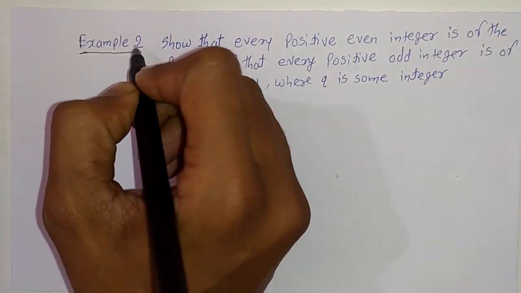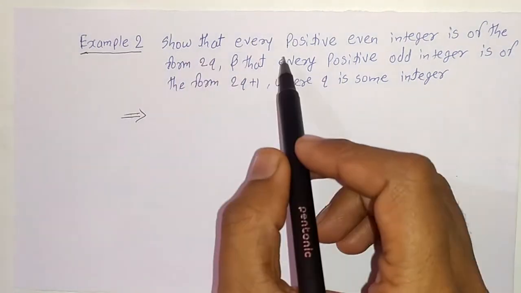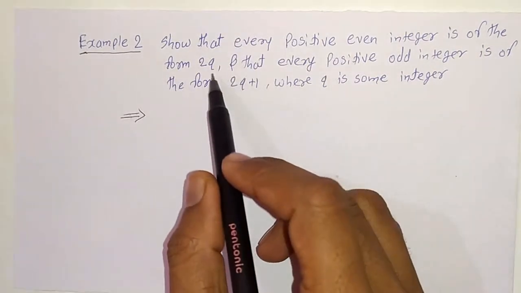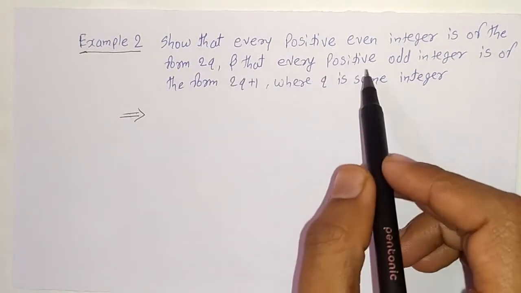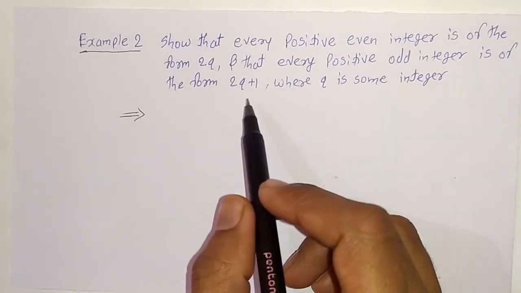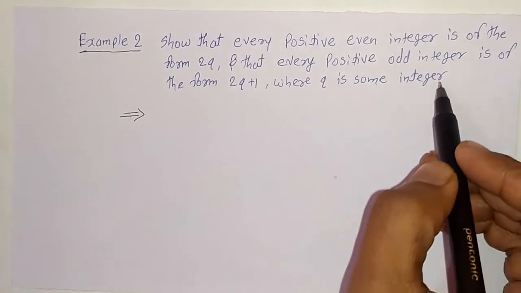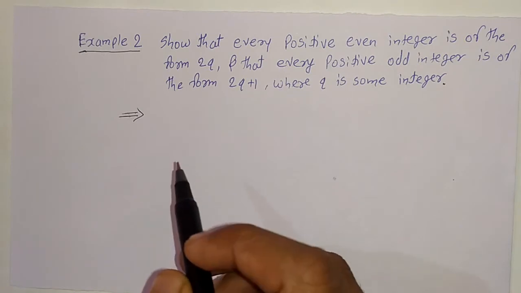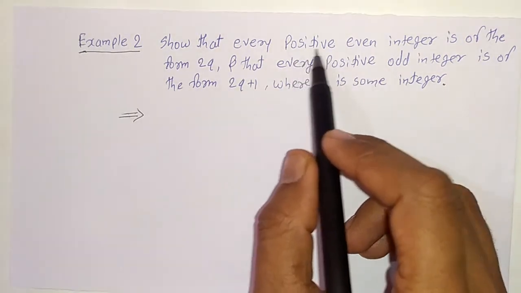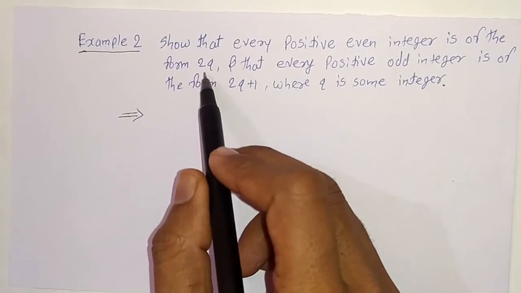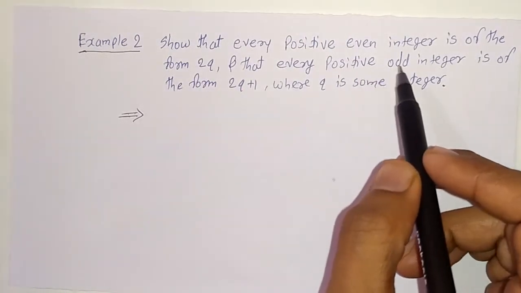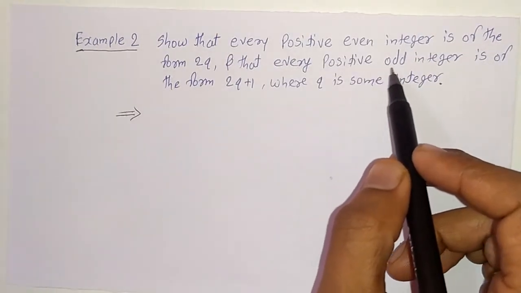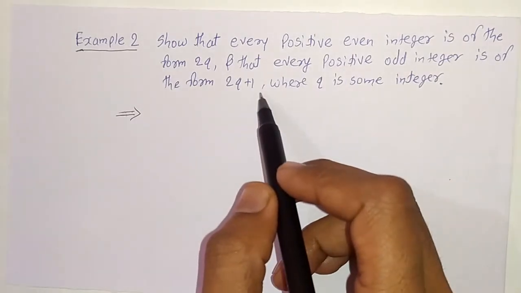This is also from the textbook only. Show that every positive even integer is of the form 2q and that every positive odd integer is of the form 2q plus 1, where q is some integer. What is asked in this example is, you have to show that every positive even integer has the form 2q and every positive odd integer will be 2q plus 1.